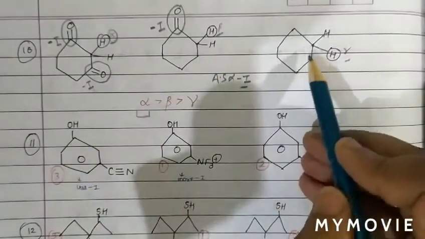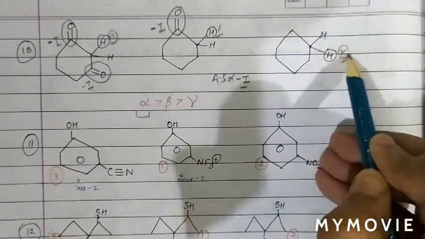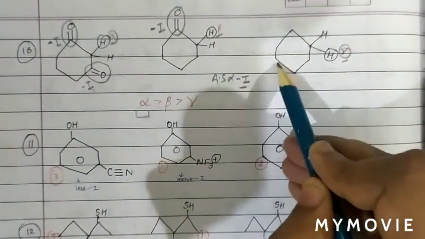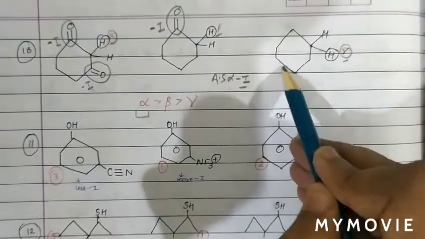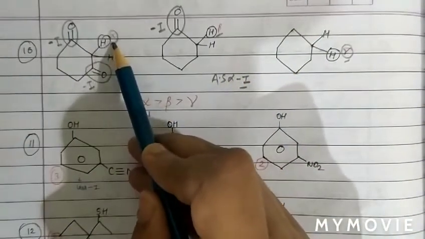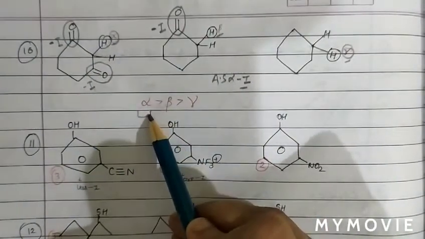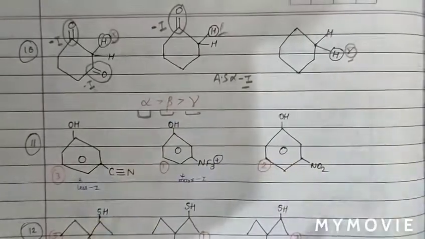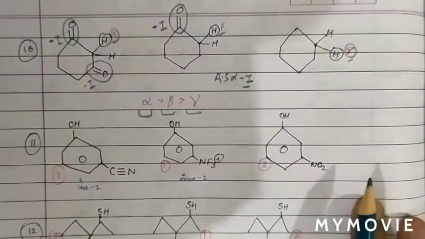Than beta. But in this case, gamma proton, there is no minus I group. All carbons are sp3 hybridized, therefore only plus I group is there. So we can say the release of proton is easier for alpha. So the acidic nature of alpha is more than beta and then gamma. Now see the next question.